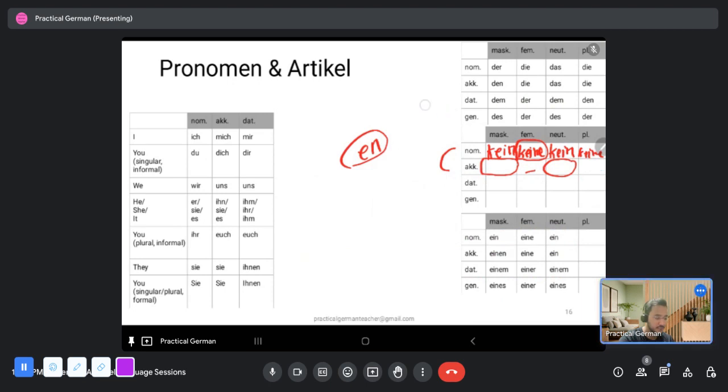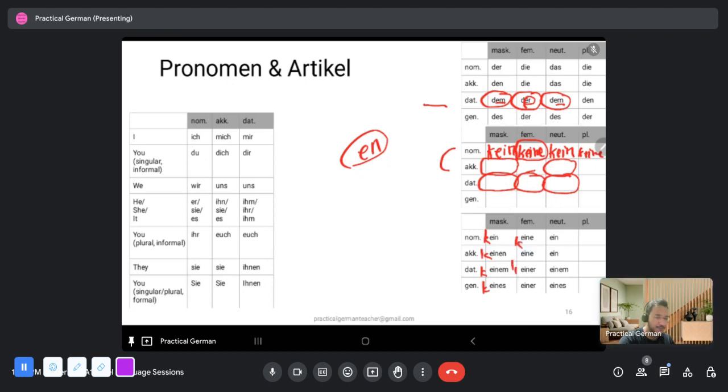Now when you go to dative, notice what happens. Masculine and neutrum are the same, and they both end with the sound of m. So what do I have over here? Keinem, and here, same, right? But you have to say it keinem. Now feminine, it ends with the sound of er. So what do I think I have over here? Keiner. Keiner, right?